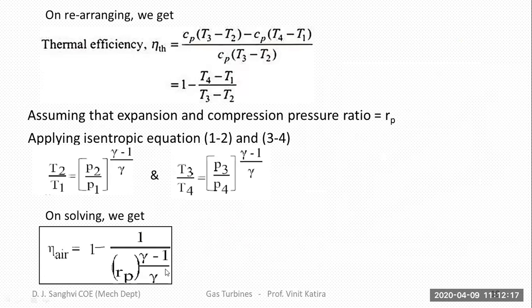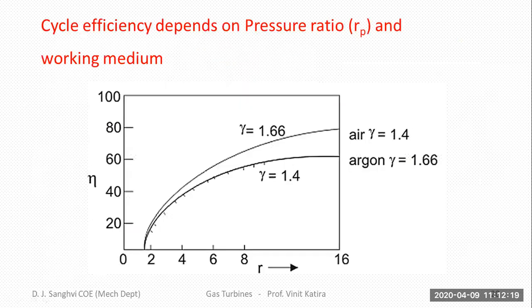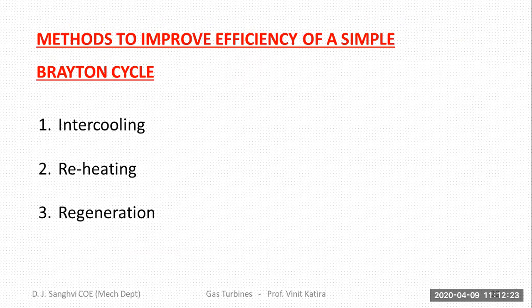So today we will be more concentrating on the methods to improve the efficiency of a simple Brayton cycle or a simple gas turbine power plant. Basically, these are the three methods that we can employ to improve the efficiency of your simple gas turbine power plant. The first one is intercooling.